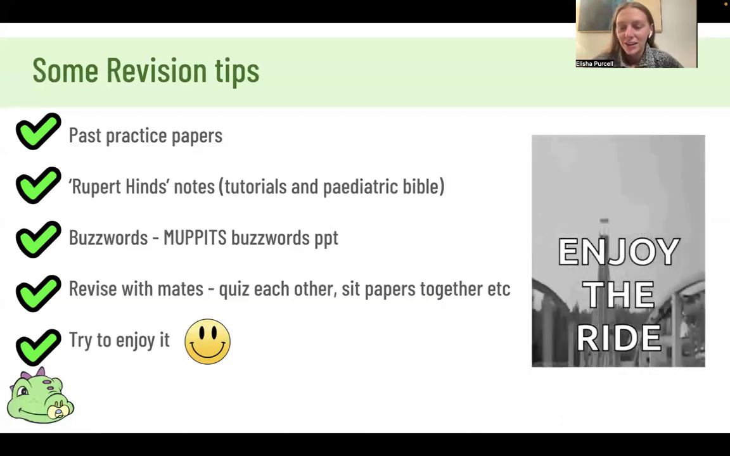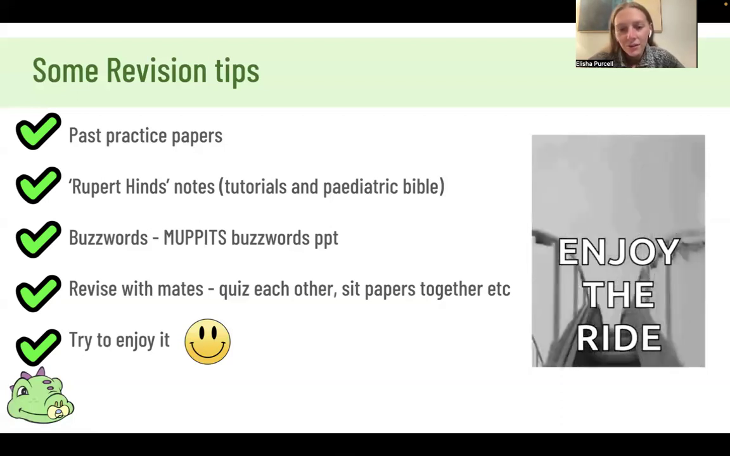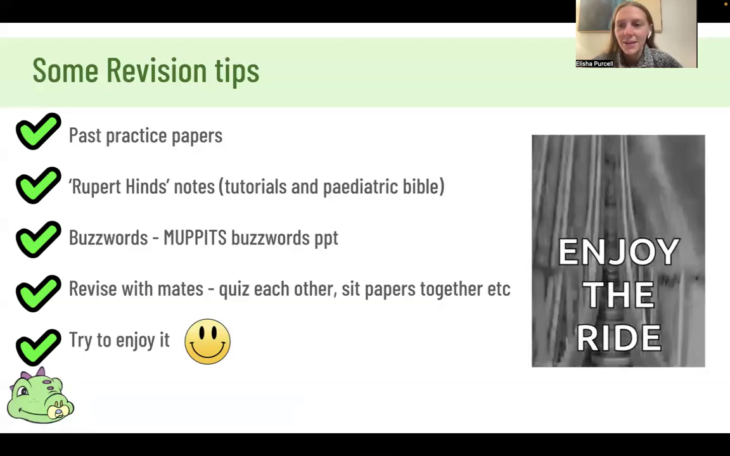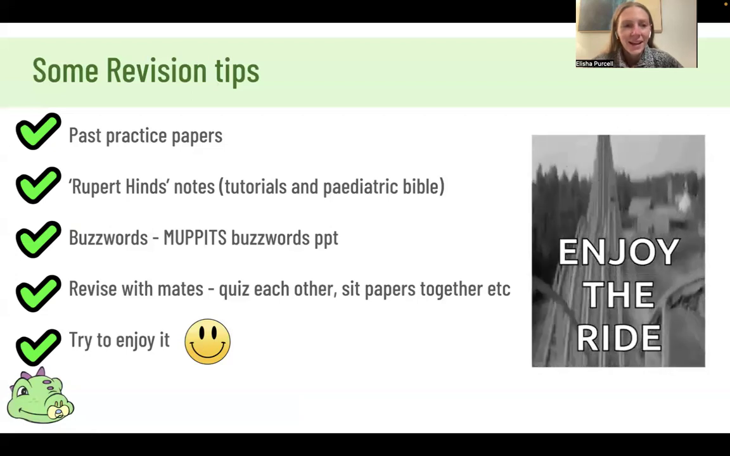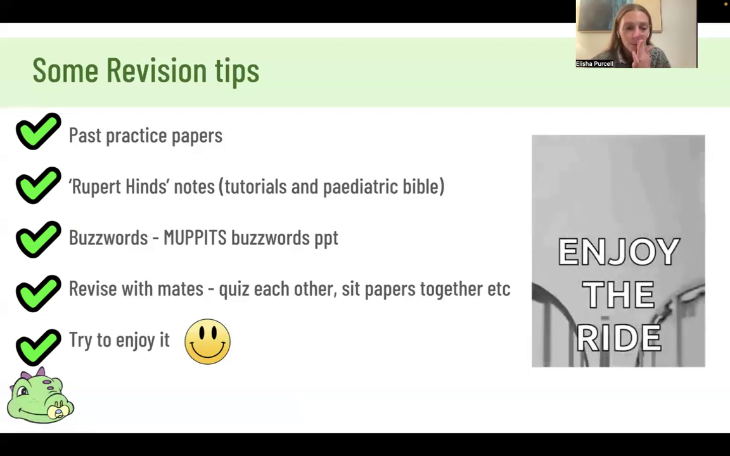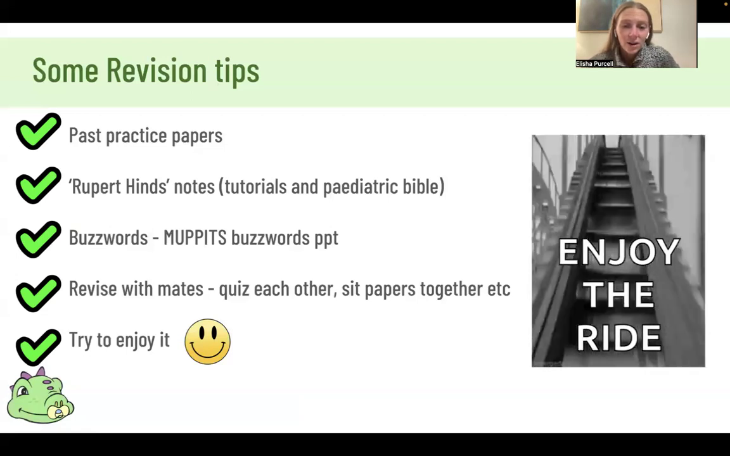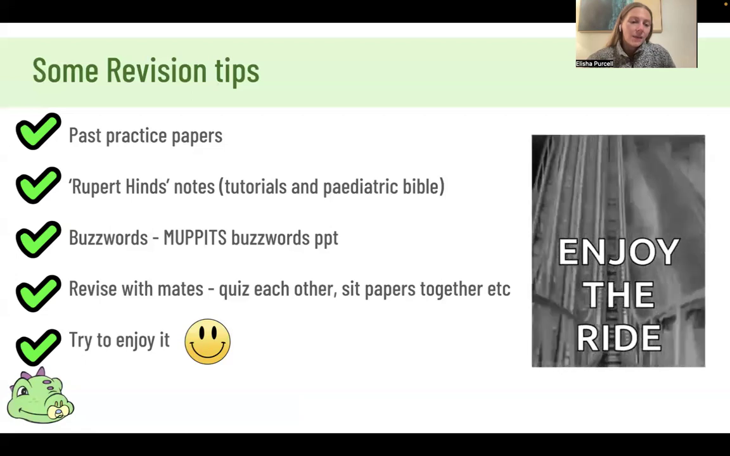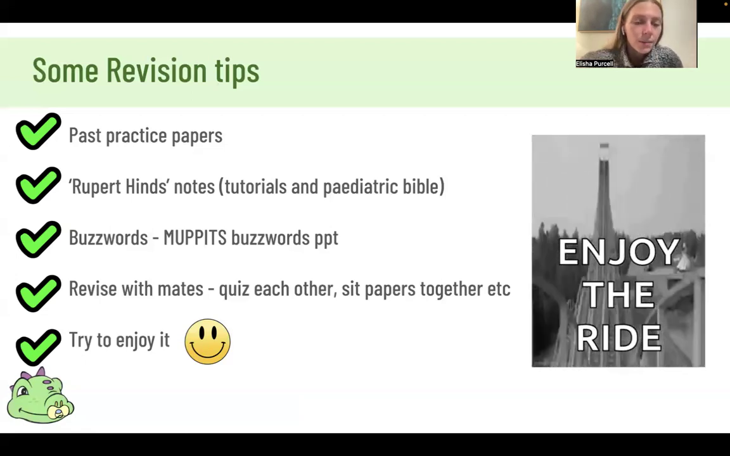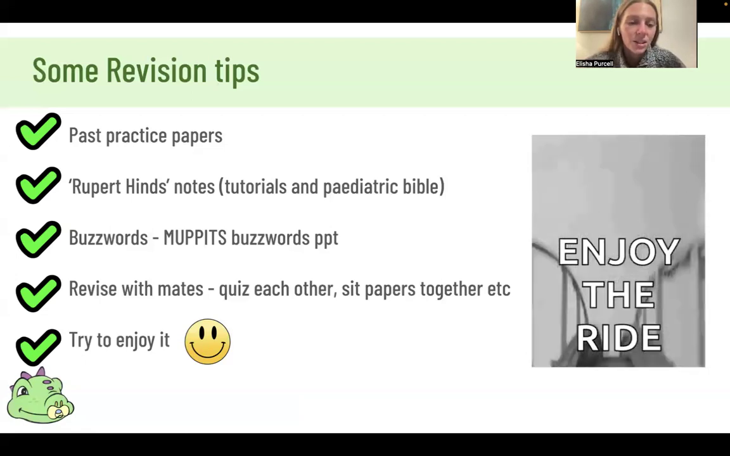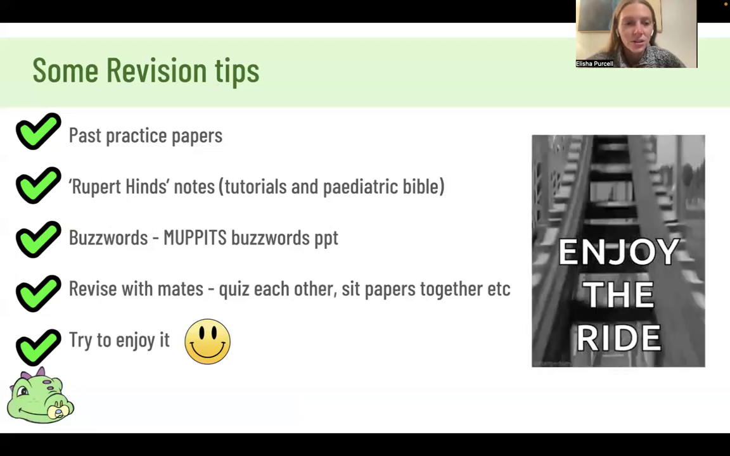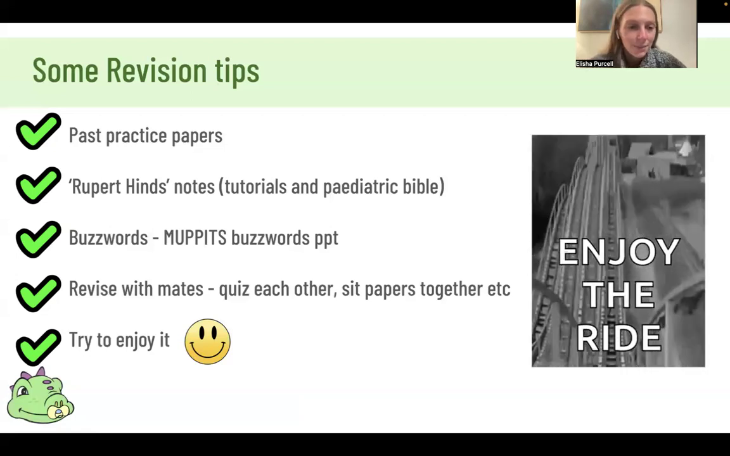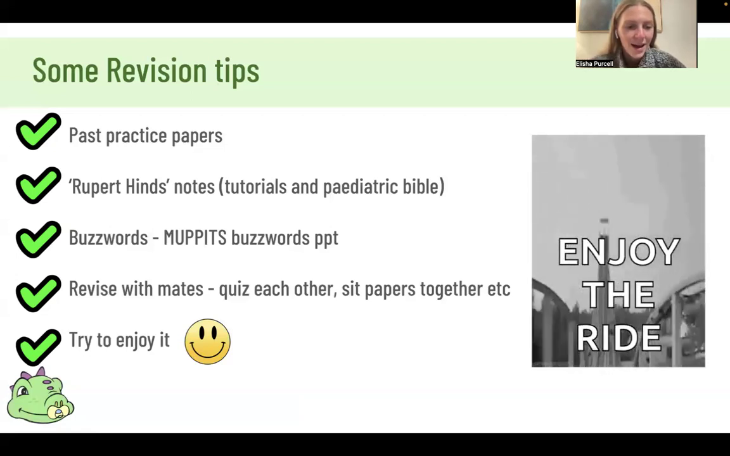And finally, try and enjoy the process. Enjoy the ride. You're only in fourth year once, hopefully. So just enjoy this process. You'll be in fifth year before you know it. And for a lot of these things, you won't be revising them again. If you're not pediatric inclined, you probably won't revise your peds very much again. So I think it's good to make sure you give it your best shot and enjoy it, because you may not be revising peds ever again, which is crazy to think about.